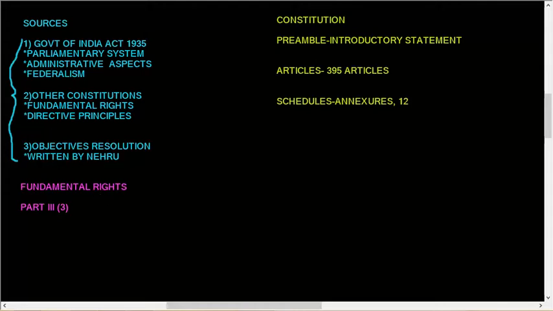Now, you also have the directive principles of state policy. So write that down. Directive principles of state policy. And these are in Part 4.